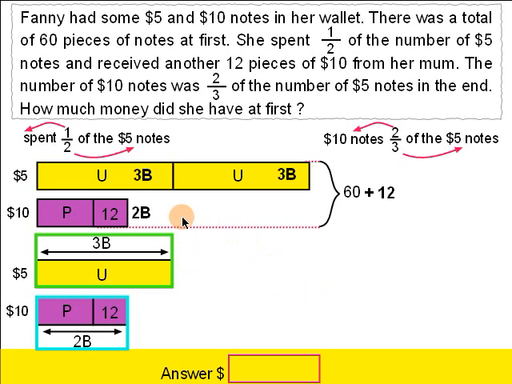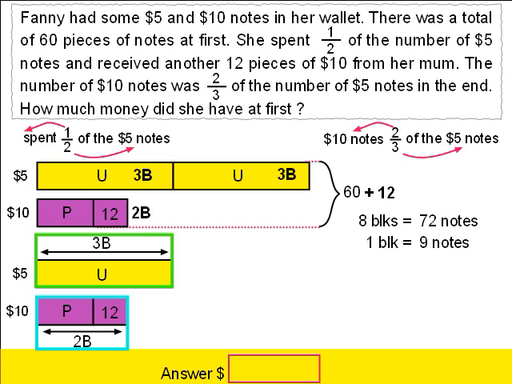So all together on the left here we have 3, 3, 2, which is equal to 8 blocks. So which means the 8 blocks is equal to 72 notes. Therefore, each block will represent 9 notes by taking 72 divided by 8. So 1 block is 9 notes. So the question is, how much money did she have at first?